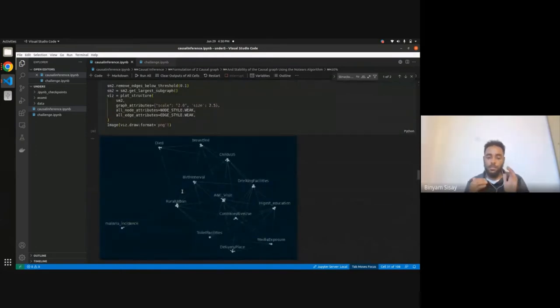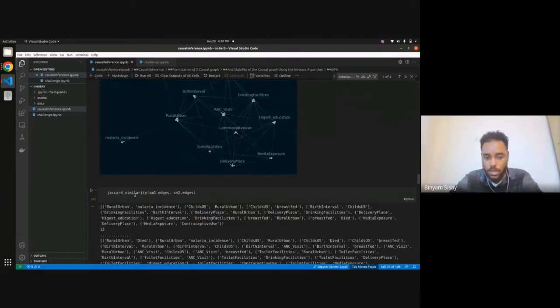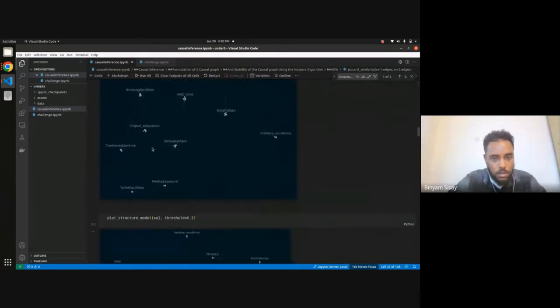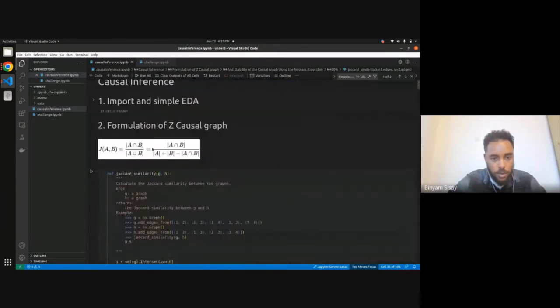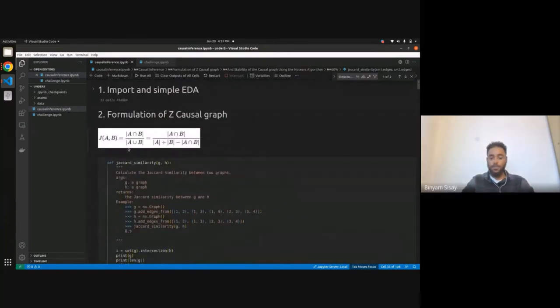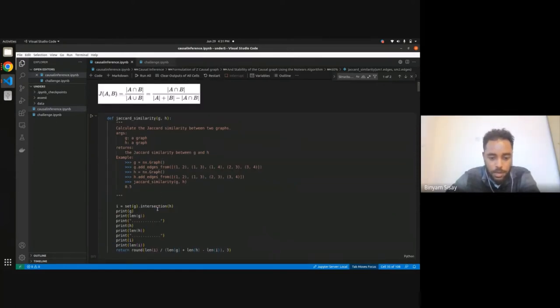And to see the similarity between the first graph and the second graph, I have done the Jaccard similarity, which is a formula: A intersection B divided by A union B. We ideally want to have two sets intersecting one another. So this is just a simple code.